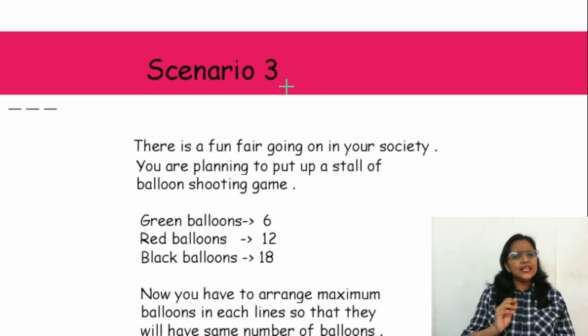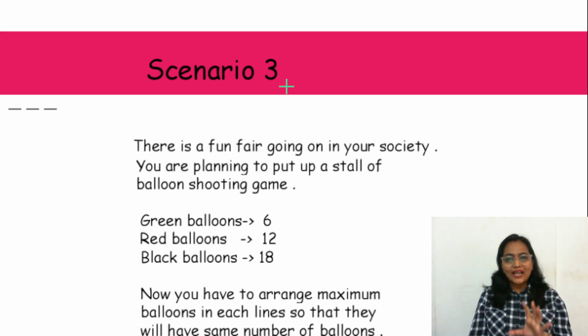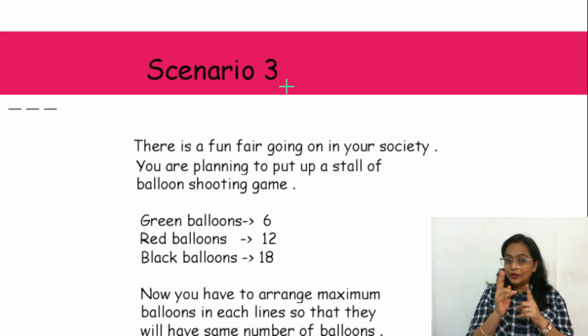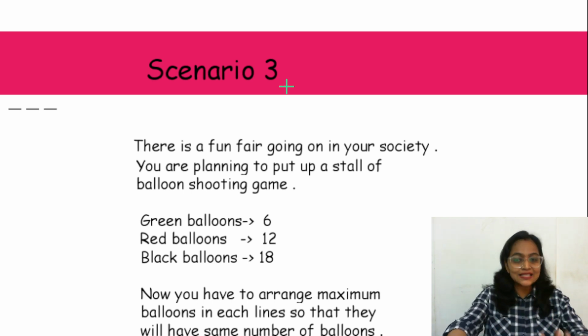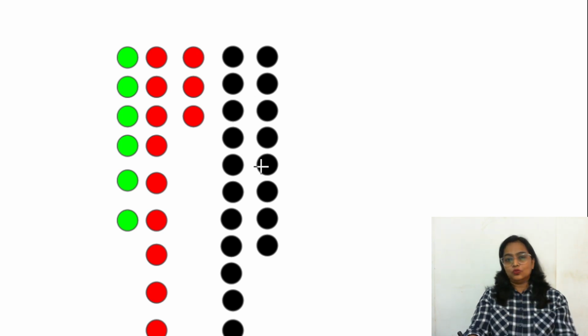Suppose there is a fun fair in your society, or your colony, wherever you stay, and you are planning to put a stall of that balloon shooting game, right? And you have three colored balloons. One is green color, red color, and black color. Now, there are 6 green balloons, 12 red balloons, and 18 black balloons.